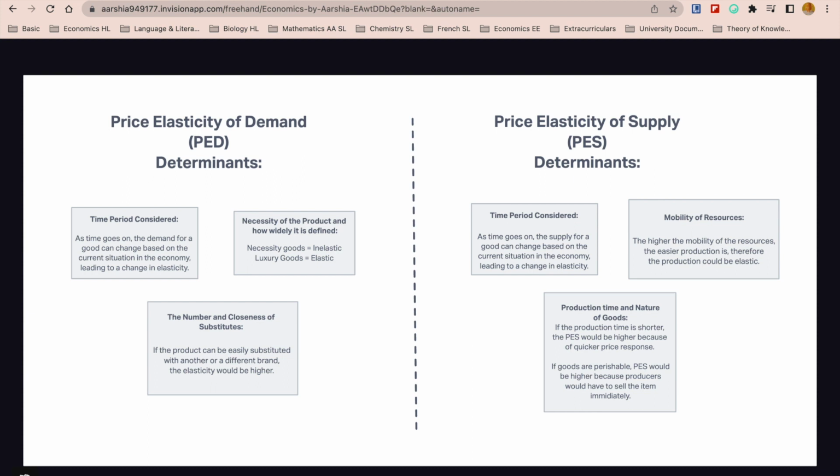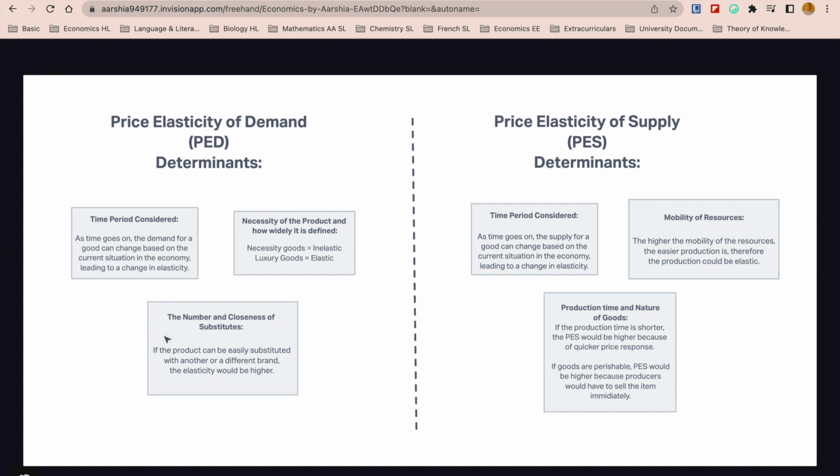As for luxury goods, such as Louis Vuitton bags and Gucci clothes, those goods are luxury goods, and so their PED would be elastic because based on the fluctuations of price, you're going to have more or fewer consumers, because this isn't something they need, it's simply something they want.